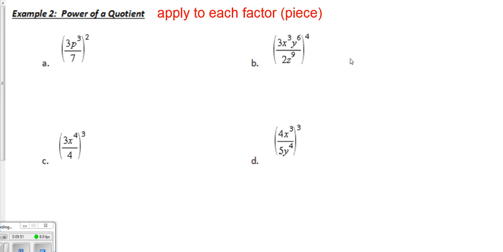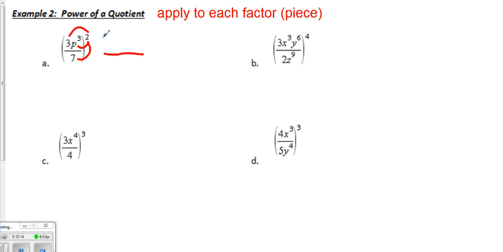For powers of a quotient, we have all of this to the 2nd power. We're applying this power to each of the factors. So this 2 gets applied to each thing individually. So we go 2 with the 3, 2 with this p to the third power, and 2 to the 7th.